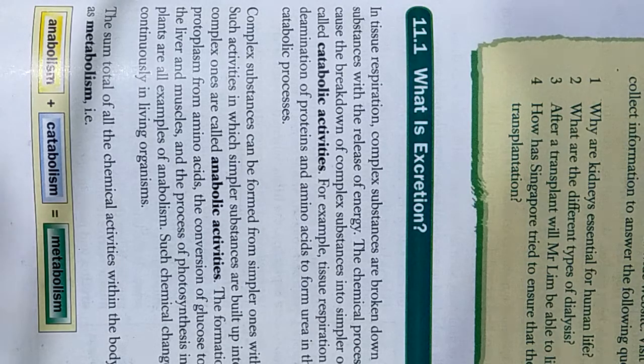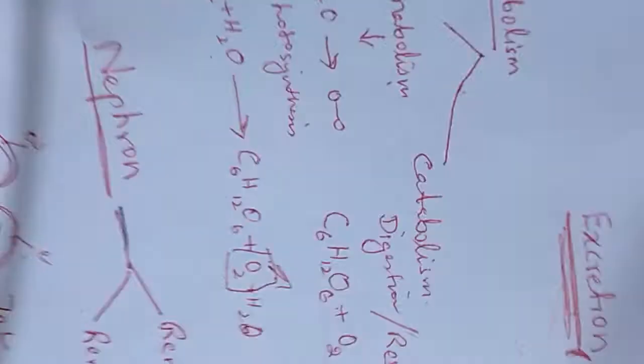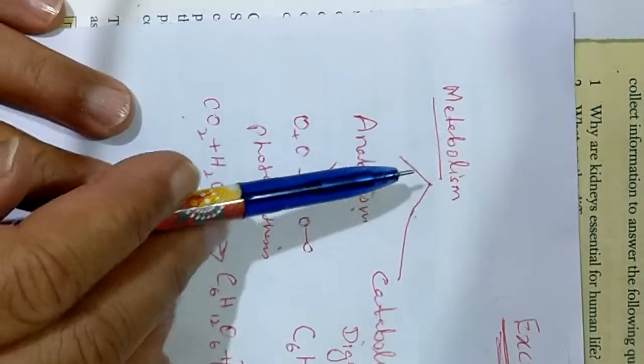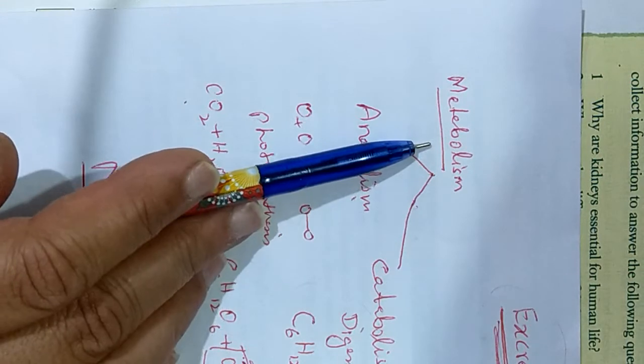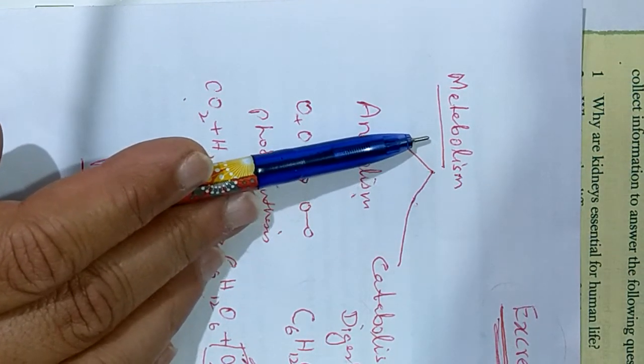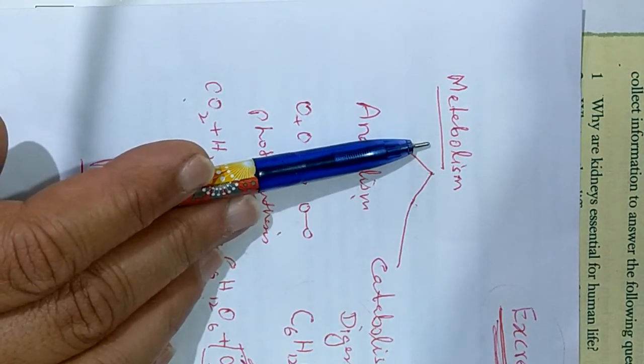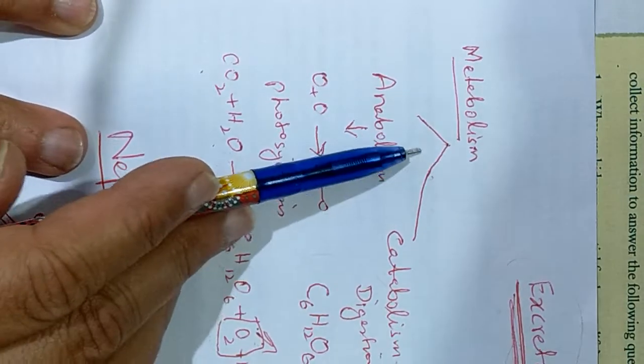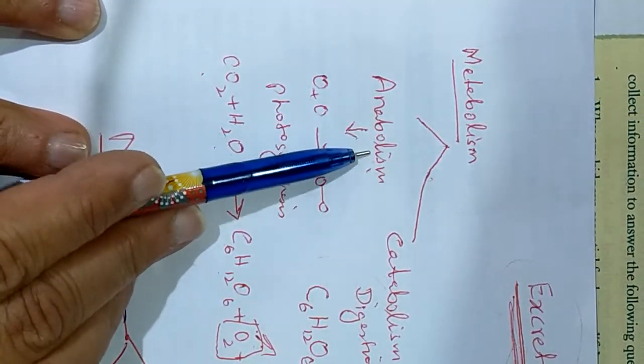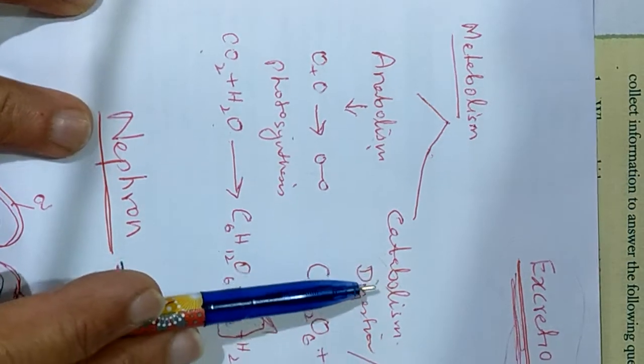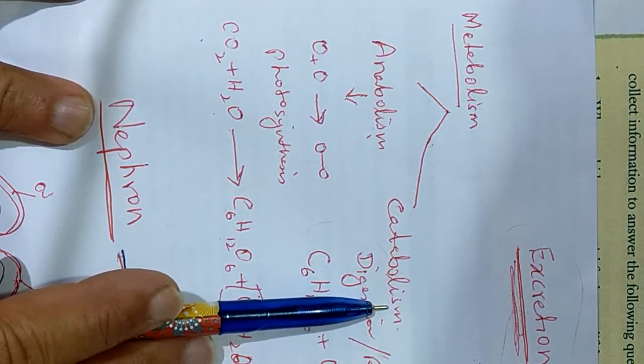Okay, before knowing excretion, we want to find out what excretion is. To understand it, you already know that different types of activities are taking place in our body, which are called metabolic activities. I already told you that metabolic activities are all types of activities, constructive and destructive, which are taking place in our body. So we divide them into two categories. One is anabolism or anabolic activities. The second one is catabolism or catabolic activities.